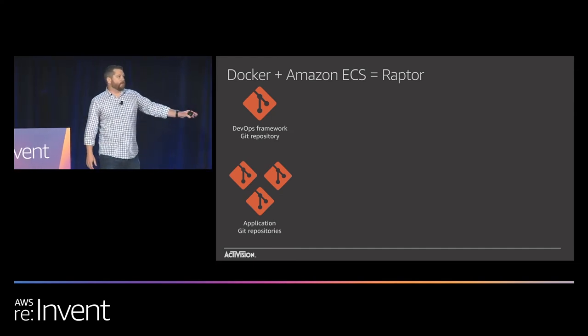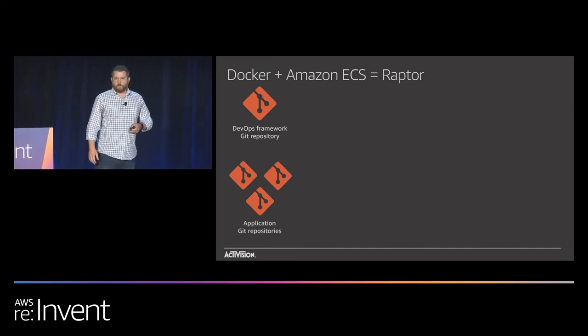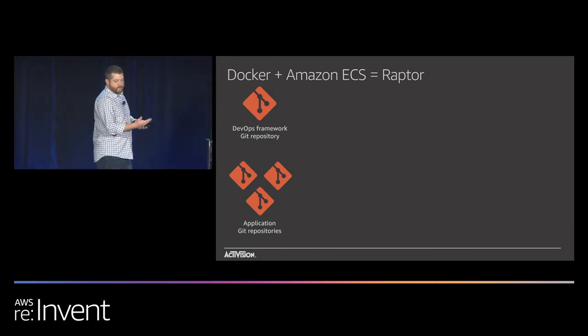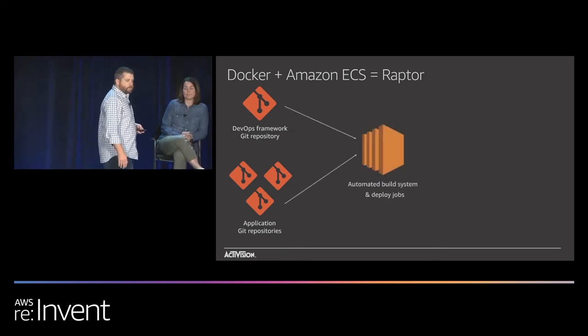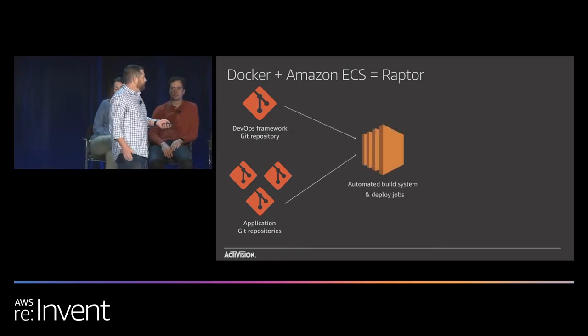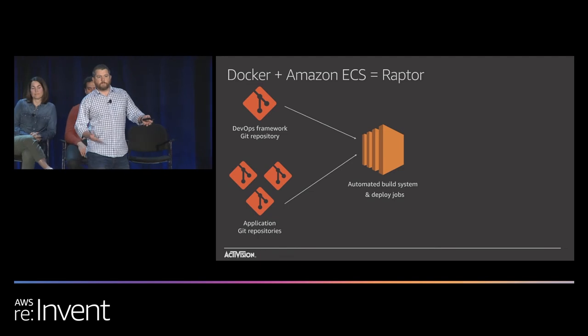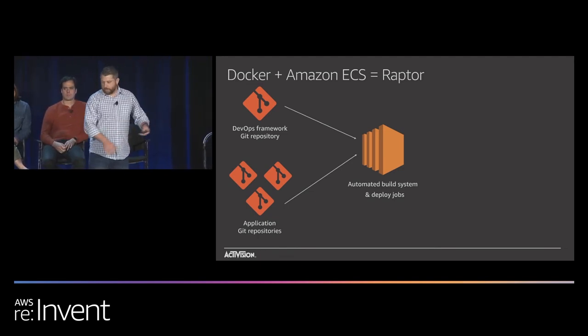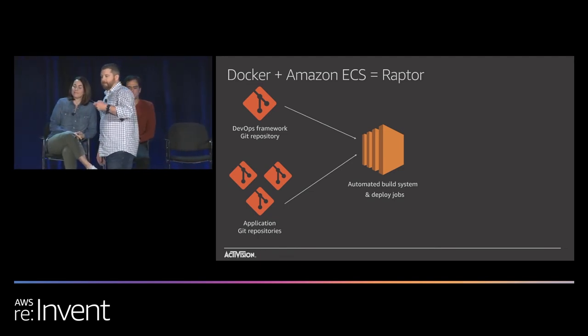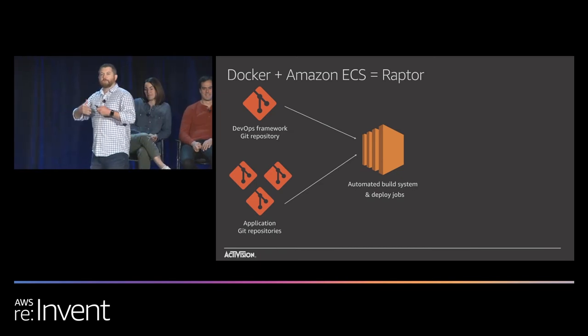And then each application gets its own set of configuration files in order to tell Raptor what to do with the application and how to deploy it. These are combined in an automated build system. Most of you can probably assume what we use, but we won't say the name. The jobs do the thing.